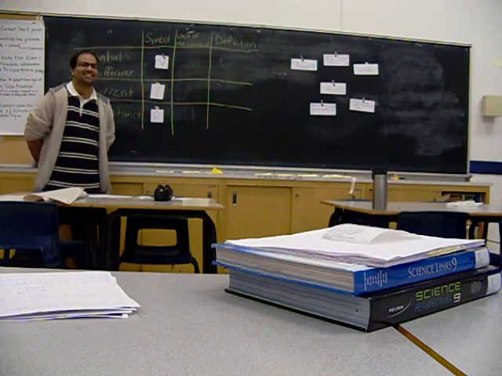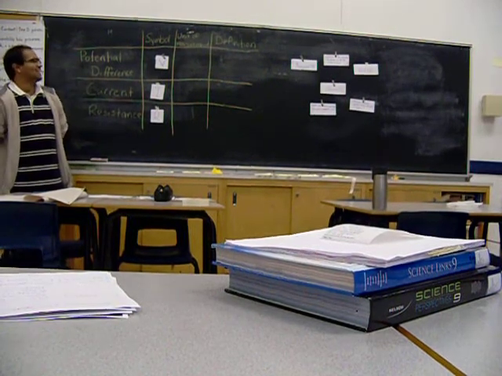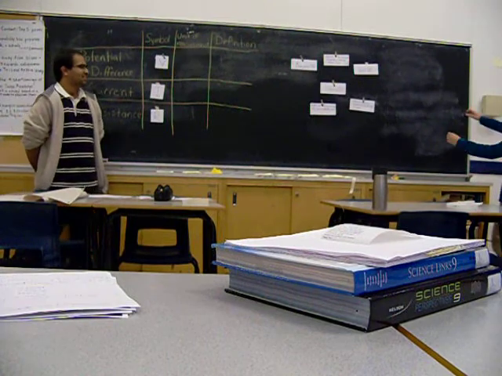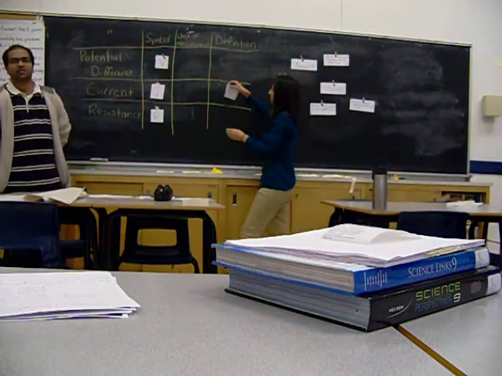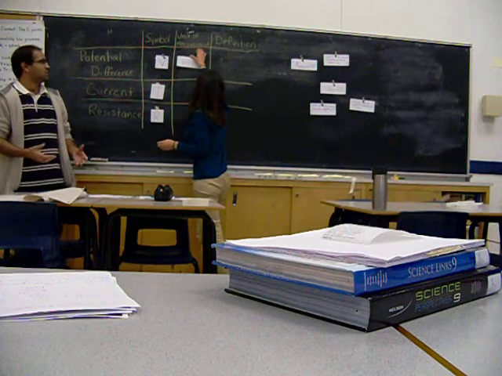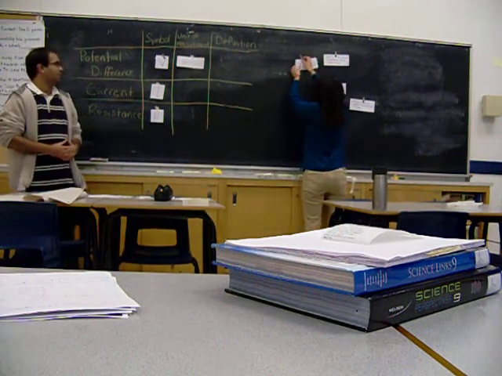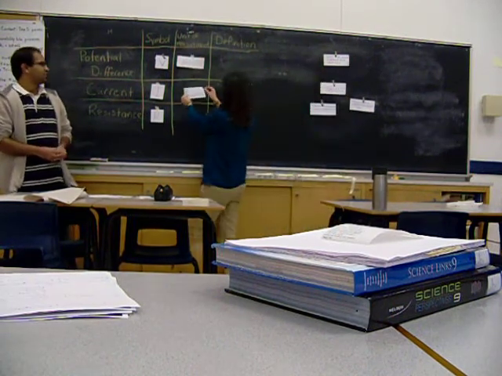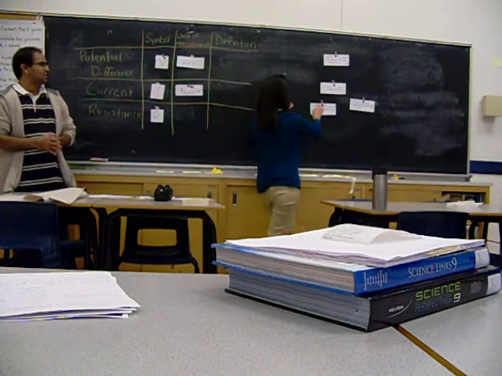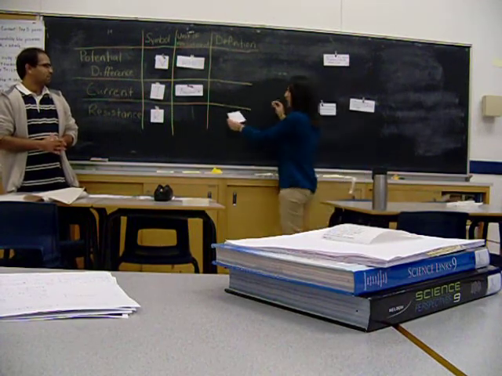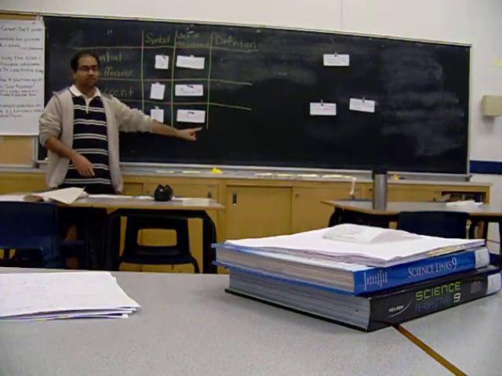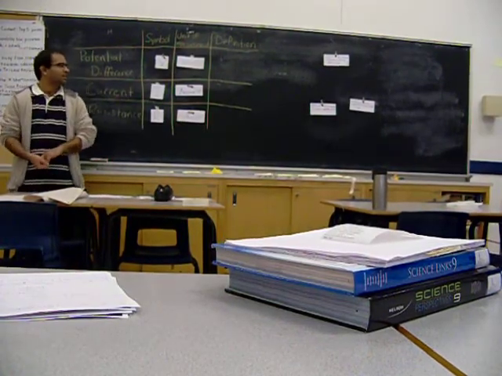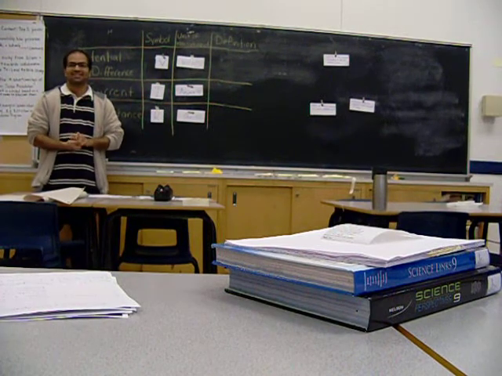Okay, can I get somebody else to come up and put the unit of measurement? Perfect. Volts. So potential difference is something we call voltage, and we use volts as the unit of measurement. Current is amperes. And resistance we measure in ohms, and we use the symbol omega, the Greek letter omega. Okay, and let's get a last person to come up and write the definitions.